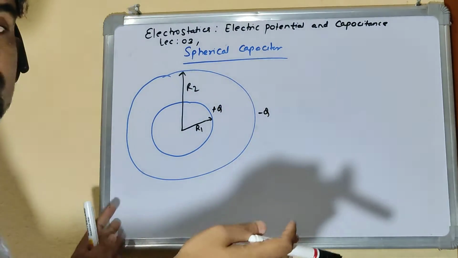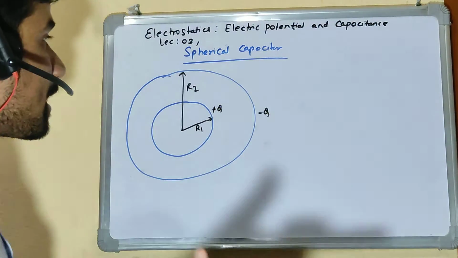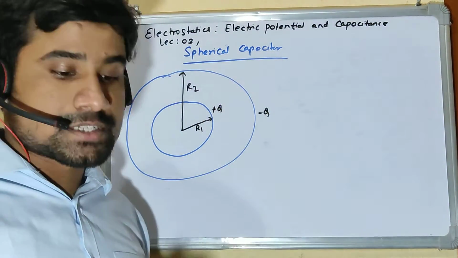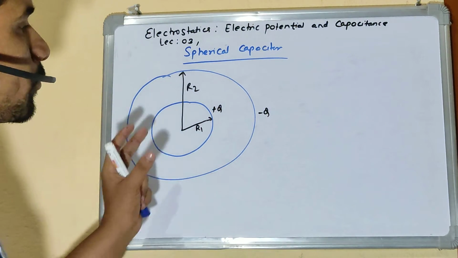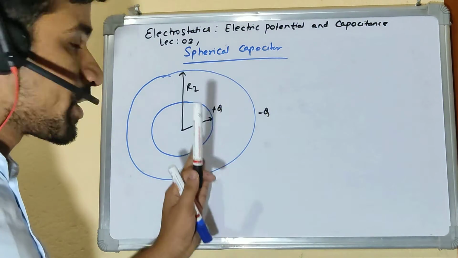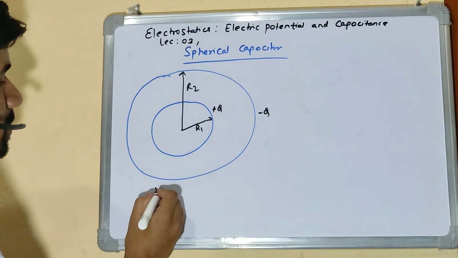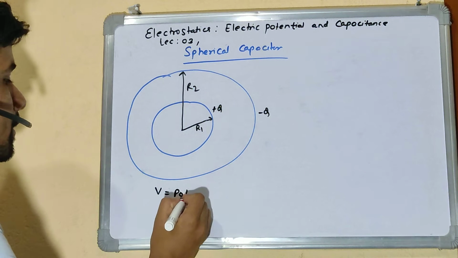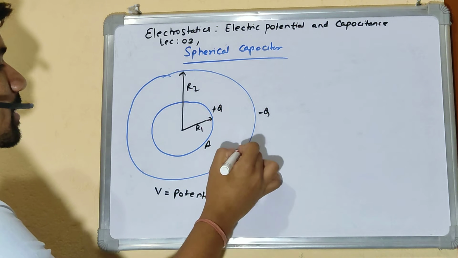Now this has a separation of charge, so it is acting as a capacitor, and we need to find the capacitance of this type of system. To find capacitance, we need to know the electric field or potential in between these two spheres. Let's say V is the potential between spheres, let's say A and B. This is sphere A, sphere B.